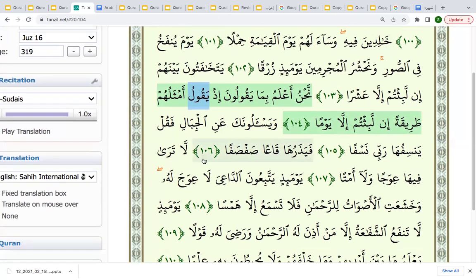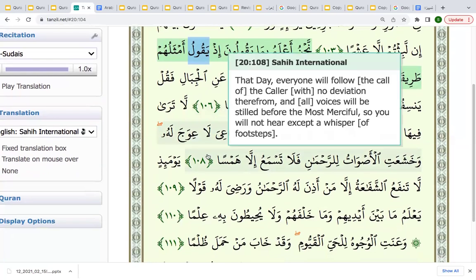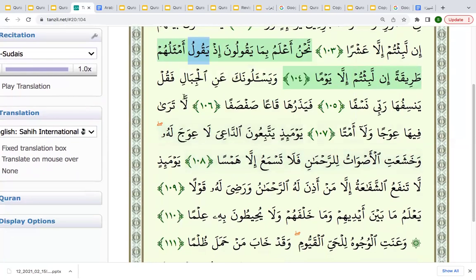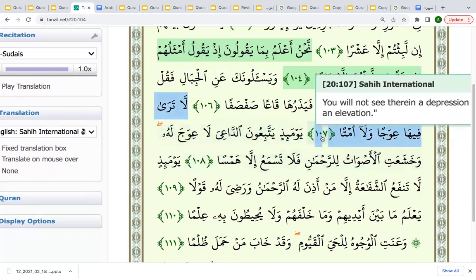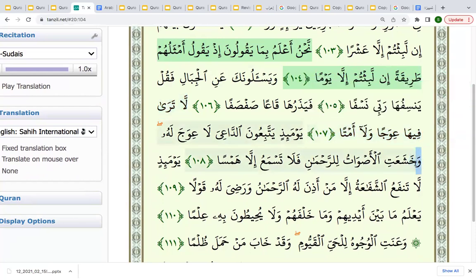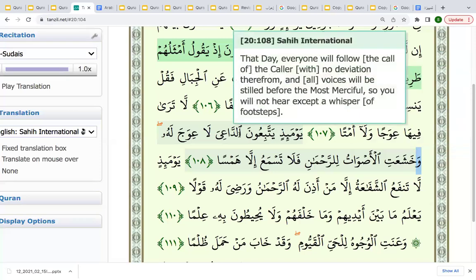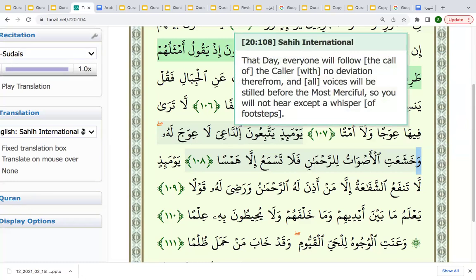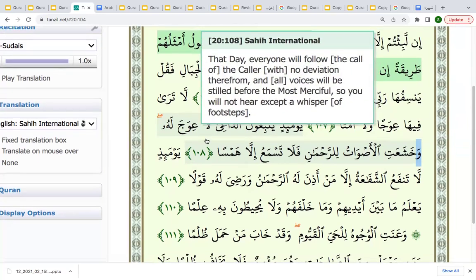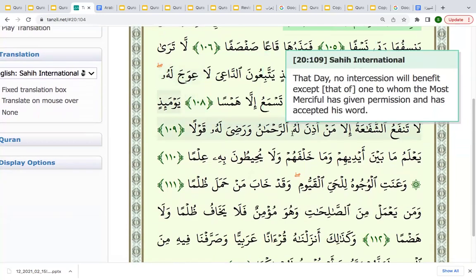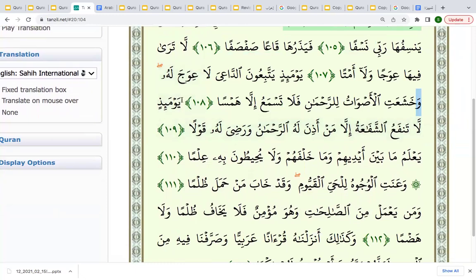In our last session we covered up until verse number 108. Just real quick, "la tara fiha iwaja wala amta" can be the jumla haliya, if you all remember. And this waw, we may have called it atf, but it can be considered hal as well, of those who are calling the da'i, in which there is no deviation. Their voices will be lowered for the Rahman, and you will not hear except a whisper of the footsteps. Now let's start with Yawmaizin.